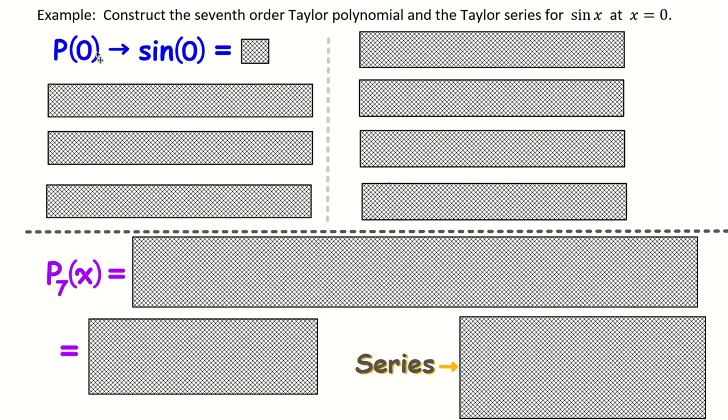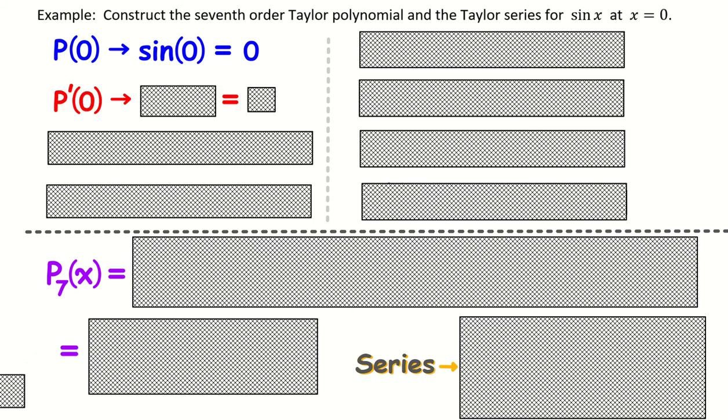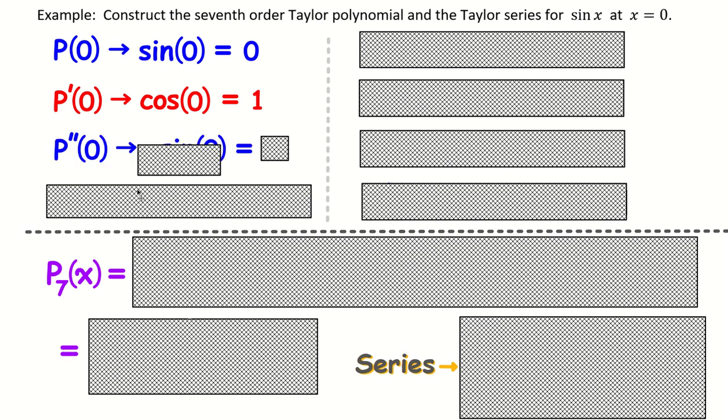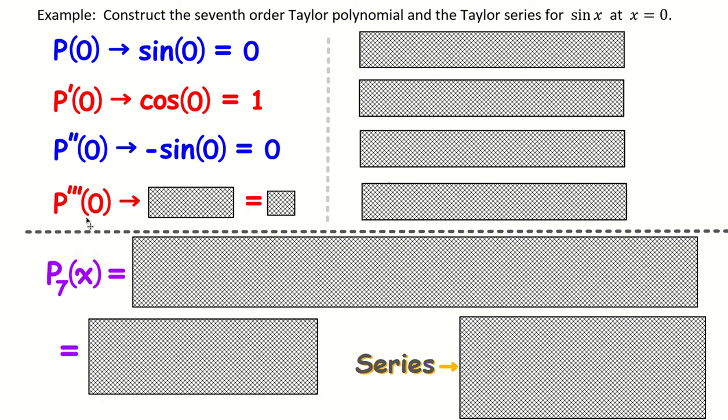So first we're going to plug it into the original function and get 0. Then we're going to plug it into the derivative. The derivative, of course, is cosine, and we're going to get 1. Then we're going to plug it into the second derivative and get 0 again. Then we're going to plug 0 in. So this 0, we're always plugging 0 into the third derivative. So the third derivative, we end up with negative cosine. And so plugging in 0 gets us negative 1.